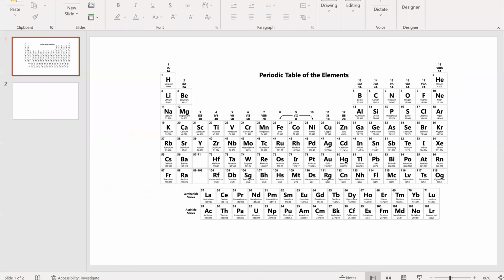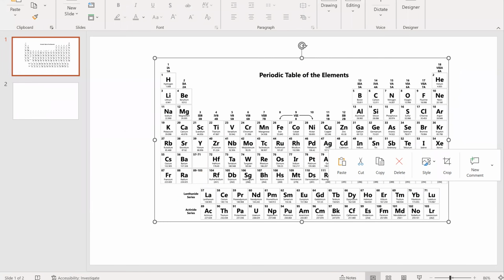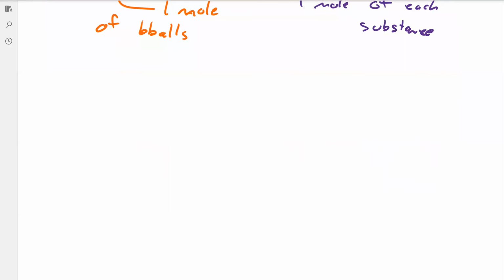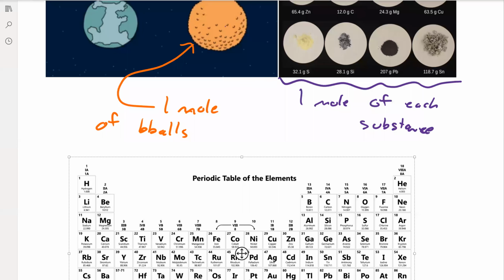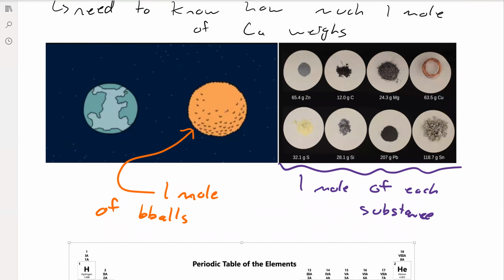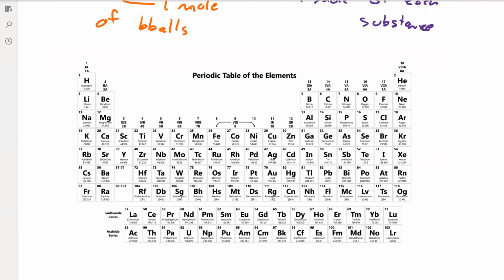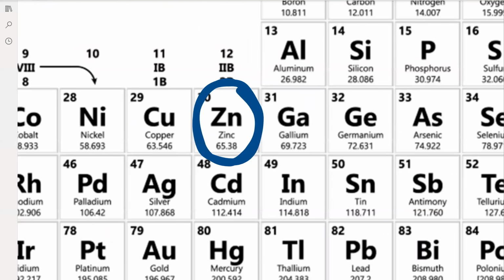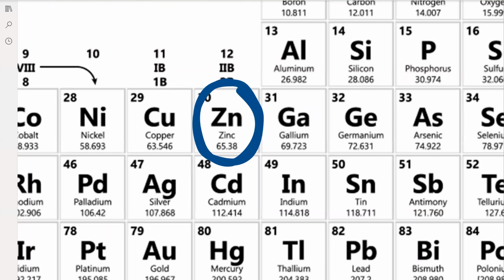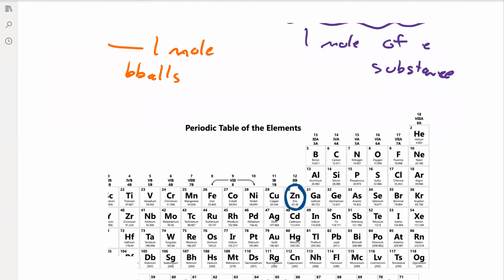Well, we use our handy dandy periodic table. So for example, this little picture indicates that 1 mole of zinc weighs 65.4 grams. If we take a look at our periodic table and we zoom in on zinc, you can see that number right under it, 65.4, right? You round up a little bit. So you can see that our molar mass, as it's known, is shown on the periodic table.